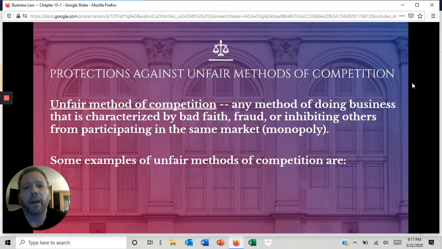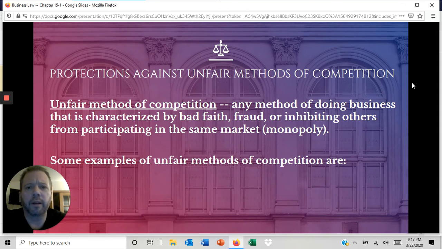Okay. They also protect against unfair methods of competition. You know me, I love competition. Competition creates controversy, and controversy creates cash. However, there are some limitations to competition. Any method of doing business that is in bad faith or causes fraud or creates a monopoly. Believe it or not, that great board game that you all may be familiar with, not exactly legal anymore.